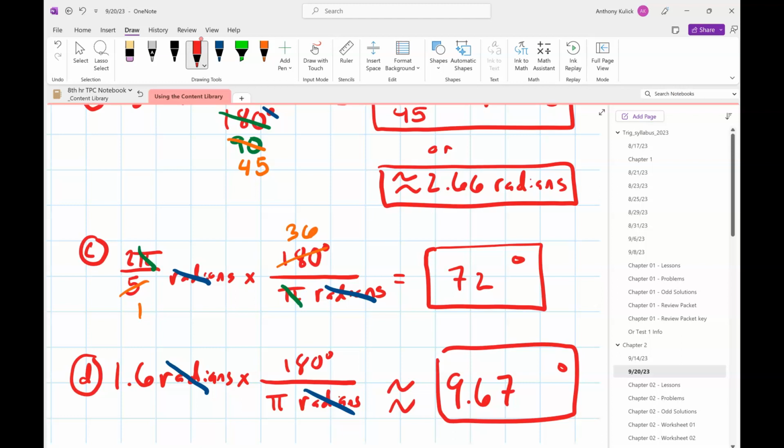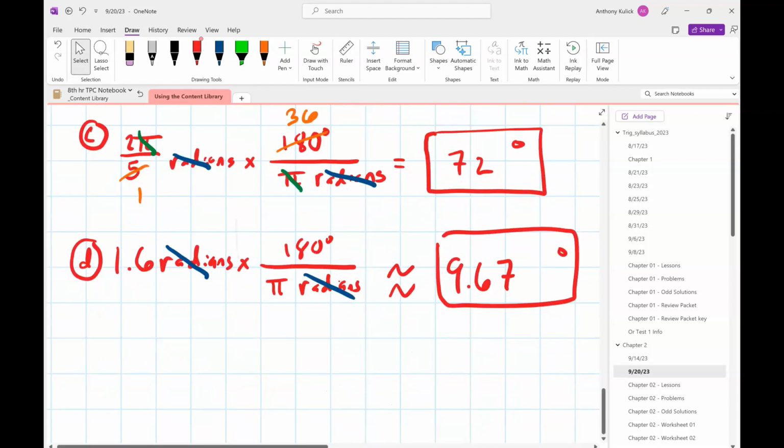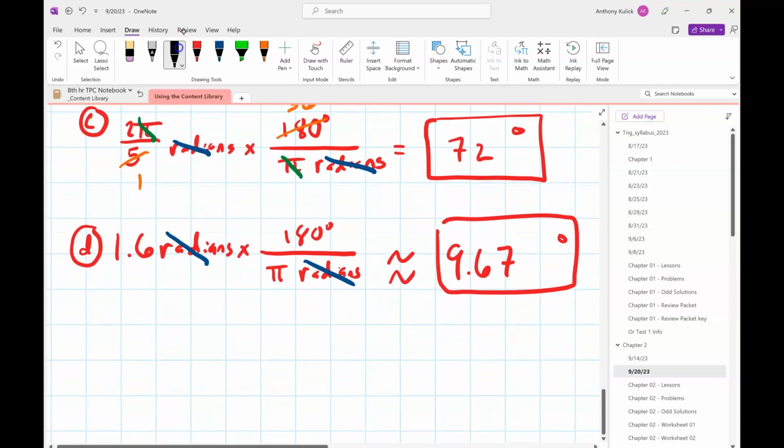Everybody feel okay doing this? Pretty easy, right? NBD. That stands for no big deal. You just said 1.6 times 180, divide by pi.